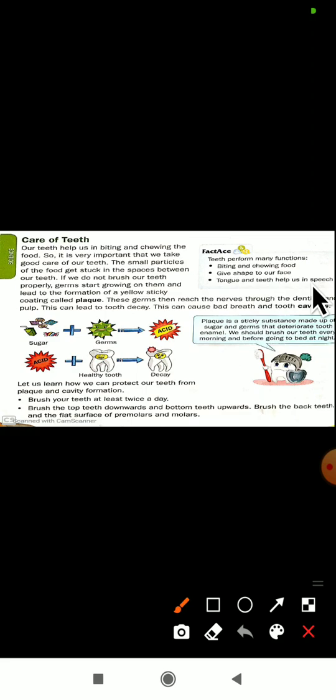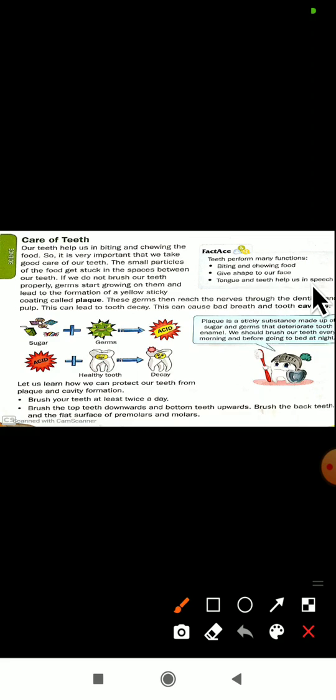Dear students, you all know teeth will help us in biting and chewing the food. If you do not have teeth, then what happens? You can't eat the food properly, you can't chew it. Then because of the teeth only our face is having a shape here. Teeth give shape to our face here.